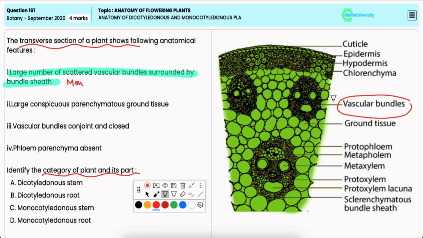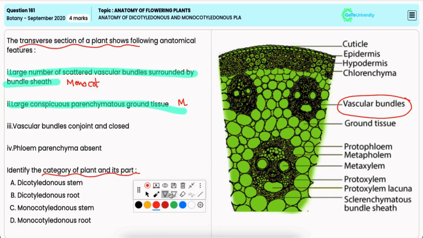Statement B, large conspicuous parenchymatous ground tissue. This also matches with the monocot anatomy, which has more prominent parenchyma in the ground tissue.